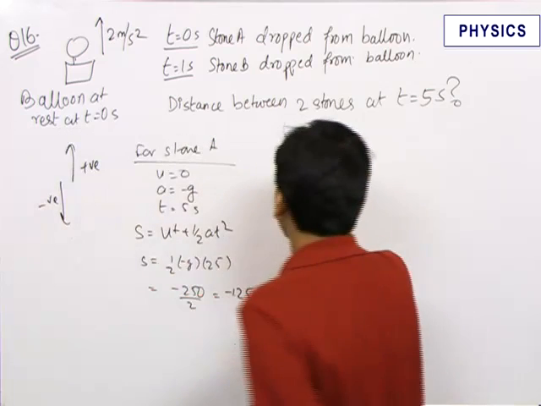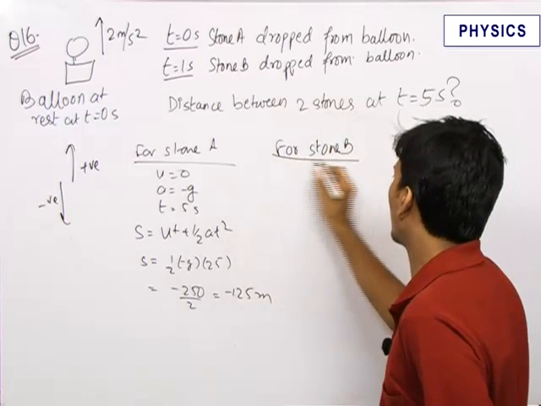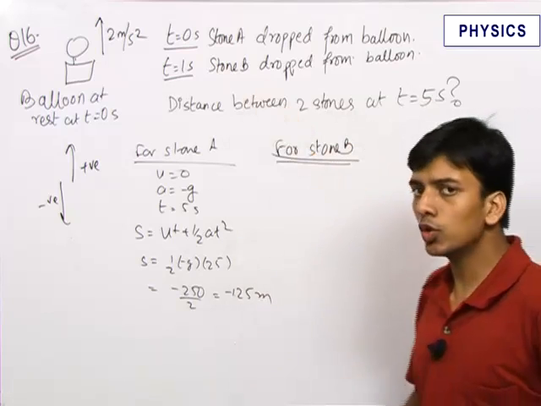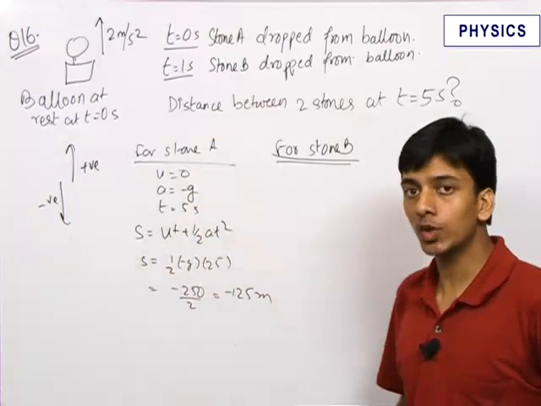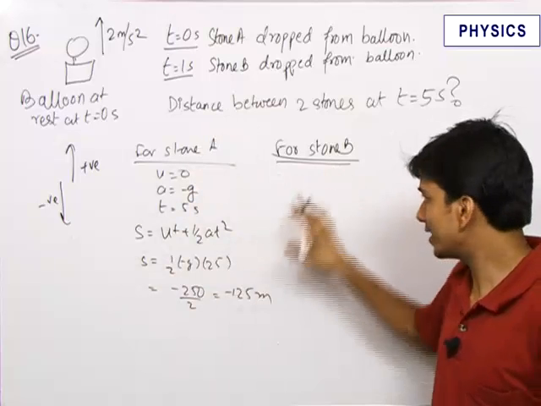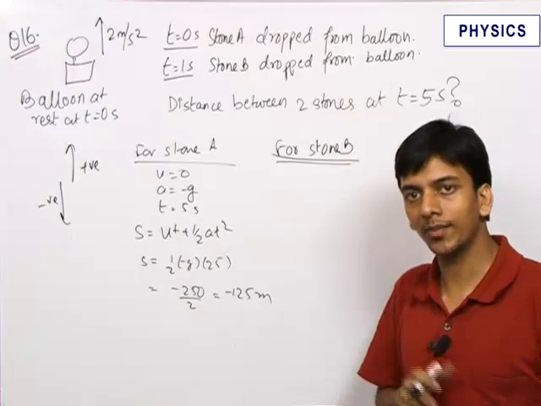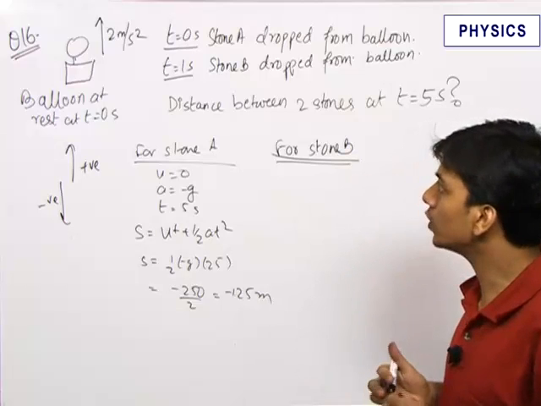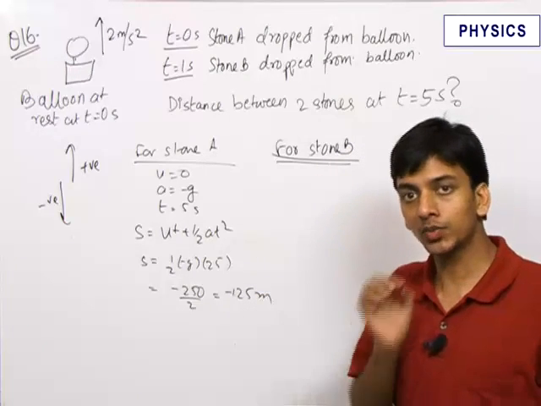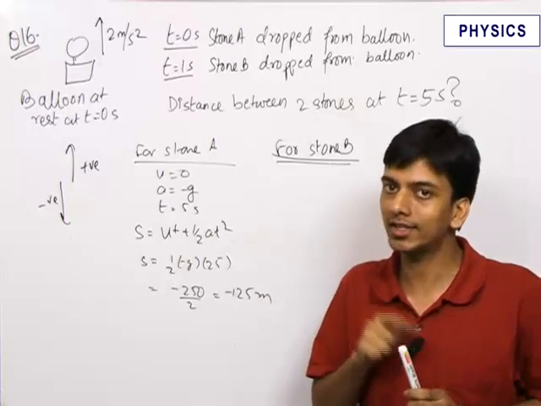For stone B, now stone B is at an important juncture. At t equal to 1 second, the hot air balloon also has some velocity. So the initial velocity of the stone B is not 0 at t equal to 1 second. The initial velocity of the stone B is the velocity of the hot air balloon after 1 second. So we need to find out the velocity of the hot air balloon after 1 second to find out the initial velocity of the stone B, because when the stone B is dropped, it takes along with it the velocity of the hot air balloon which it already had at t equal to 1 second.